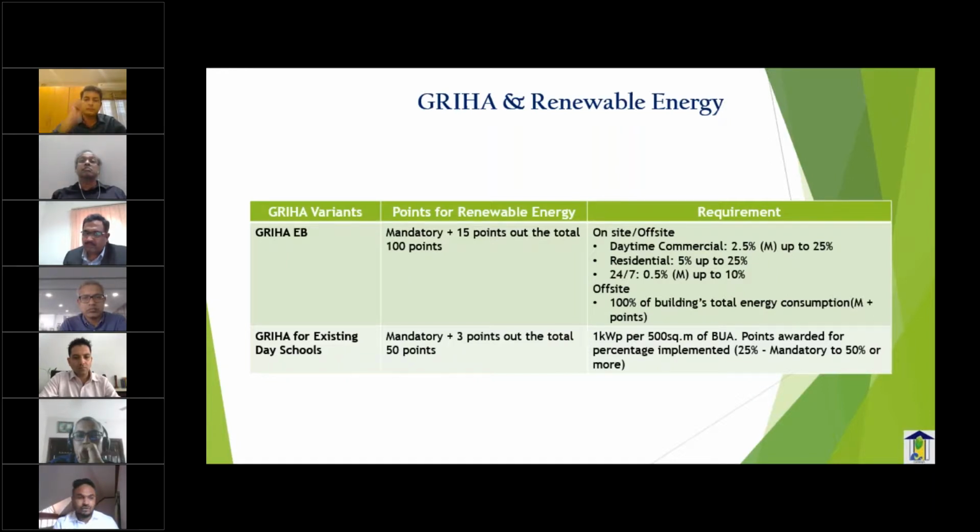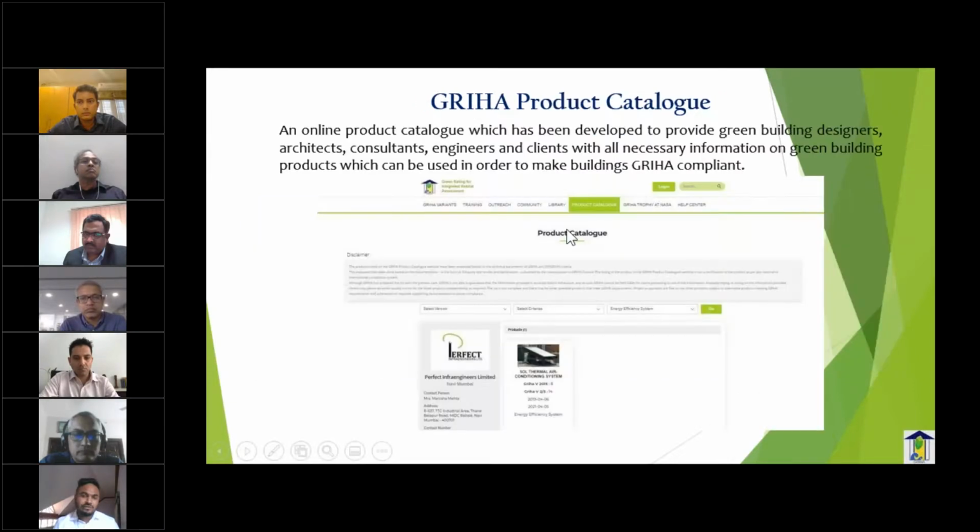whether it's the National Solar Mission or something to do with wind, with biomass, etc., are getting implemented all across the country with any project that GRIHA has. Now, GRIHA has over 1,700 or 2,000 odd projects with about 5 crore 25 lakh square meters of built-up area. We also have something called the GRIHA product catalog. It's an online catalog developed to promote green building designers, architects, consultants, technologies, etc., with all necessary information on green building products. So any new technology can register themselves under the GRIHA product catalog, because that would help the project to choose the right technology based on their requirements and needs.